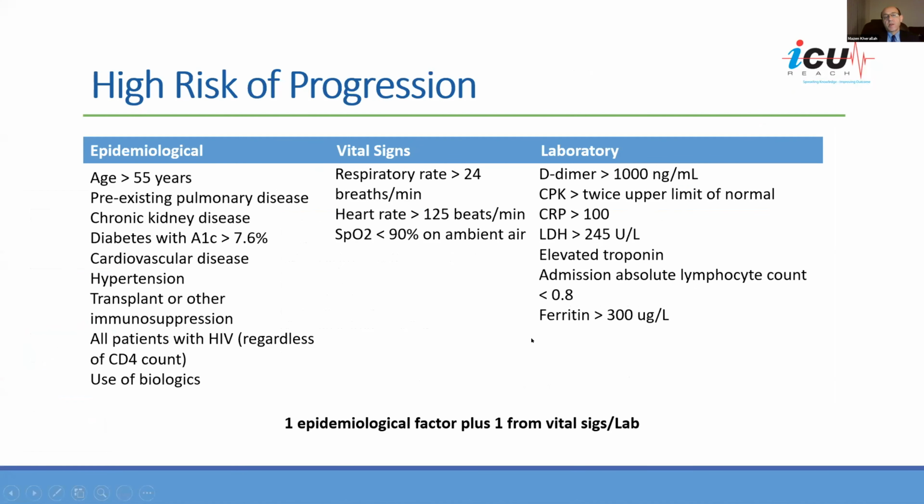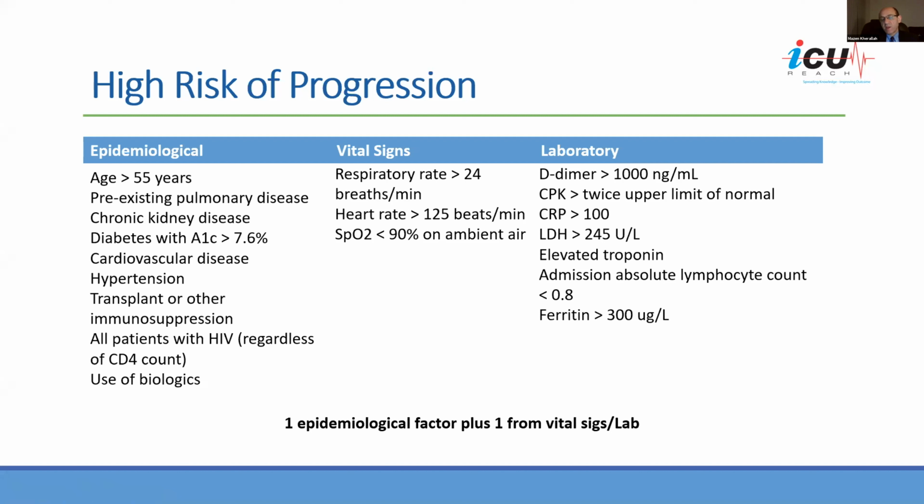So in general, the high risk of progression would entail one of the epidemiological factors plus one of the vital signs or one laboratory marker. Once you have any of these, the D-dimers, the CK, the CRP, LDH, troponin, even the absolute lymphocyte count less than 0.8 and ferritin more than 300, those are indicators of severe disease, meaning progression from phenotype 1 or phenotype L to phenotype H.